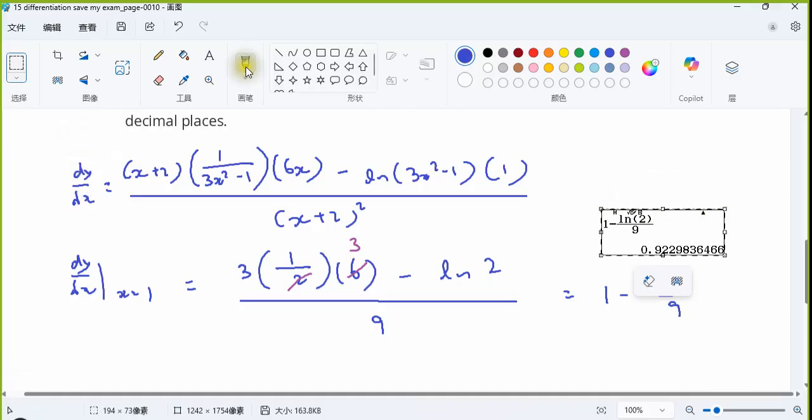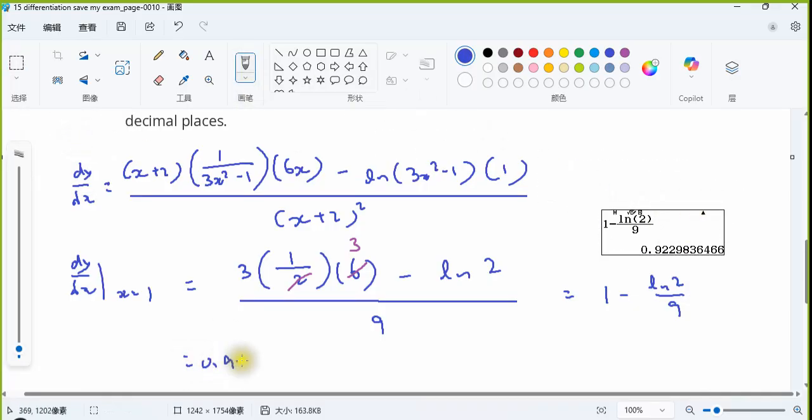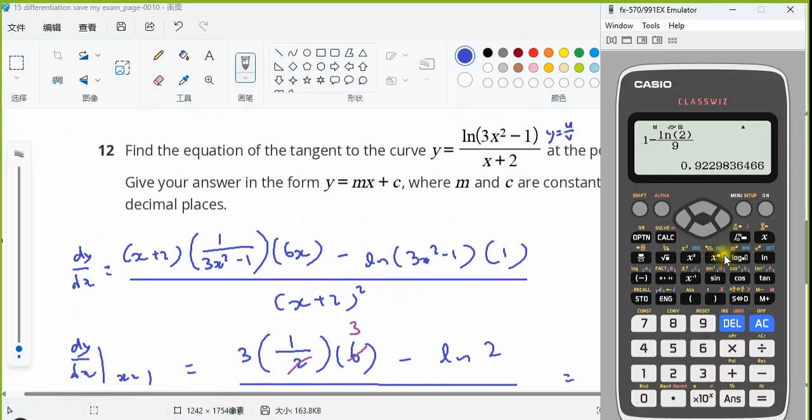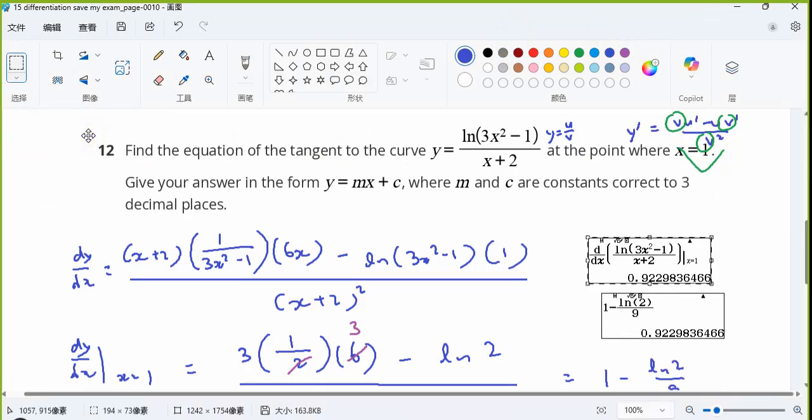this, 0.923, and then we can check the answer using the derivative of ln(3x squared minus 1) over (x plus 2) when x equals 1. Yes, correct.